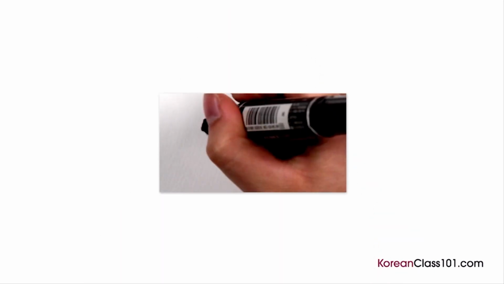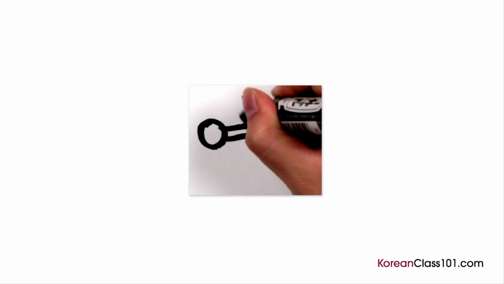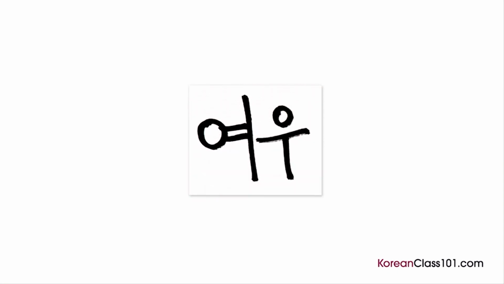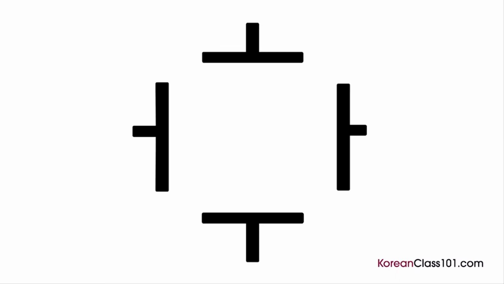How about some vocabulary words? Can you read this word? This is 오이, which means cucumber. How about this word? This is 여우, which means fox. You now know 4 vowels that are made from a long stroke and a short stroke. Take a look at them together.